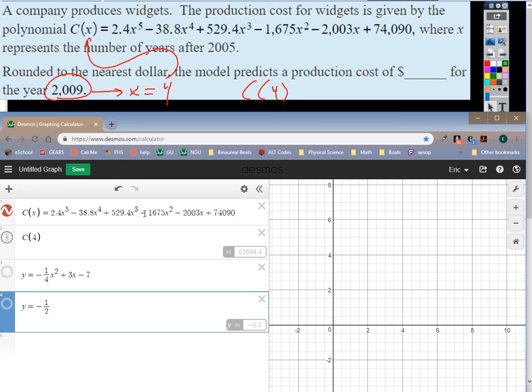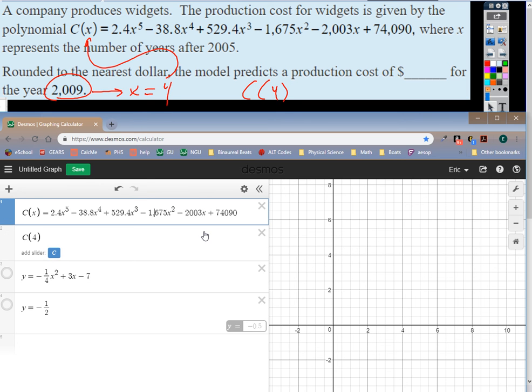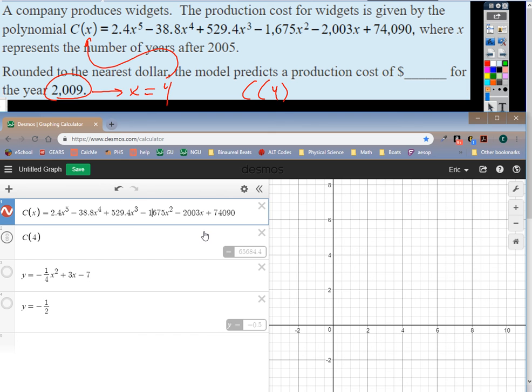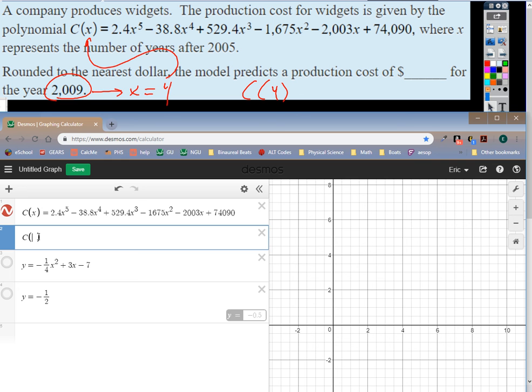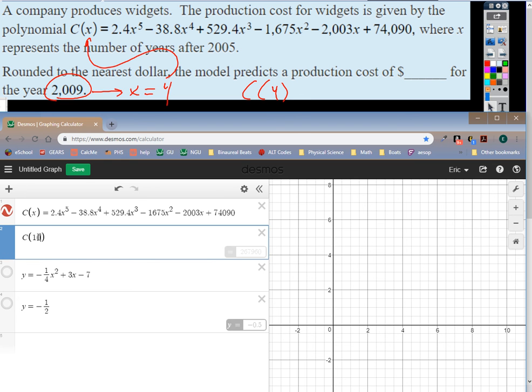If I try to do that in Desmos, just be aware of this. Watch what happens if I try to put a comma into that big number. It breaks it. You can't have commas in big numbers in Desmos. Okay, no commas. Then all I have to do is go down here and type in C of whatever input value I want. So if I type in C of 10, it's going to give me the value of the production cost at year 10. I want year 4. So if I type in 4, it gives me right there the output of the function. Okay?